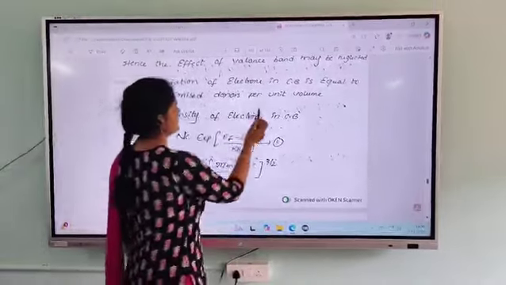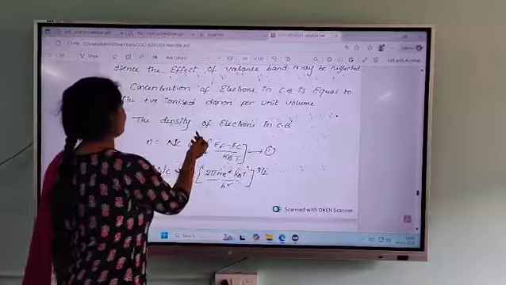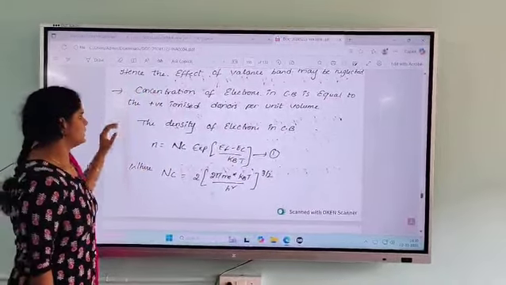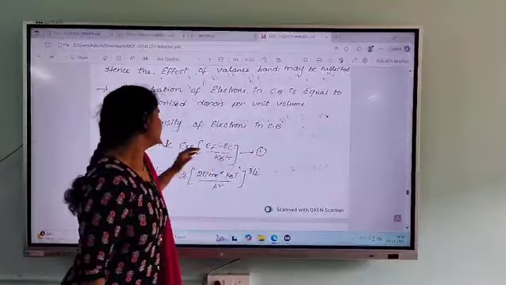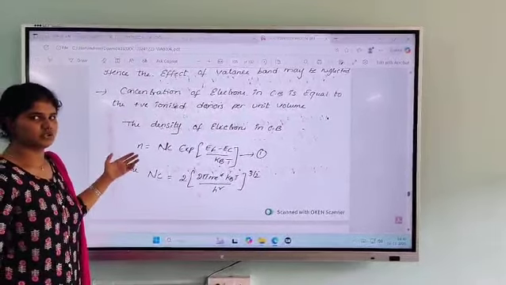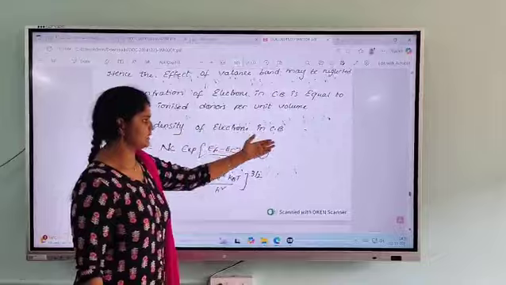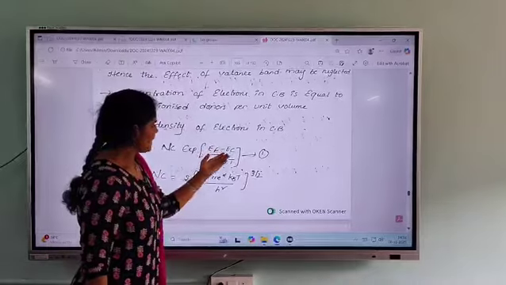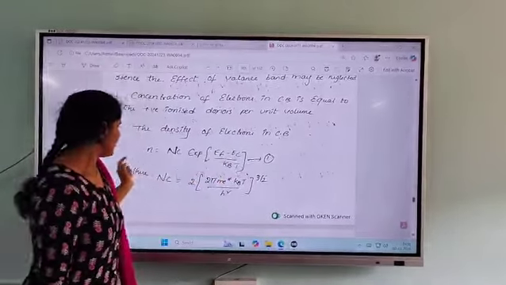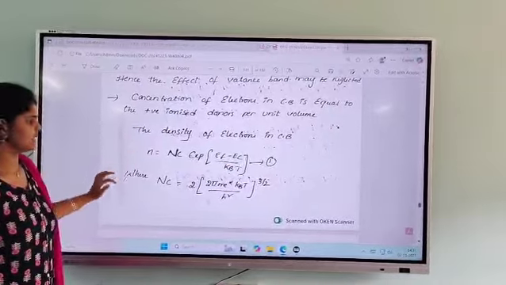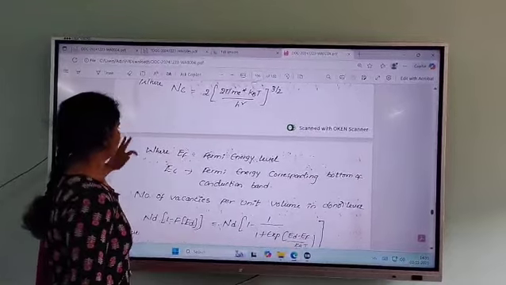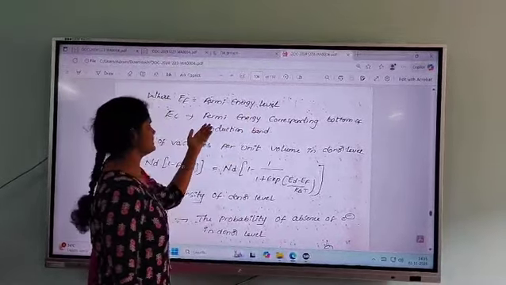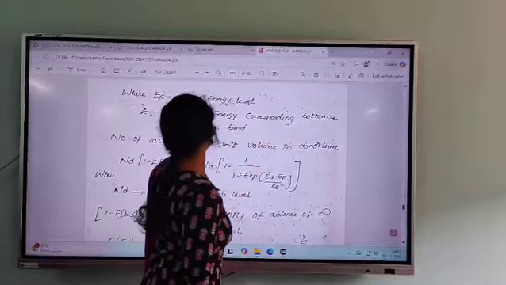The concentration of electrons in the conduction band is equal to the positive ionized donors per unit volume. The electrons in the conduction band and the holes will be equal. The density of electrons in the conduction band is the formula which we derived earlier: n = Nc exp((EF - EC)/kBT), where EF is the Fermi energy level and EC is the energy corresponding to the bottom of the conduction band.